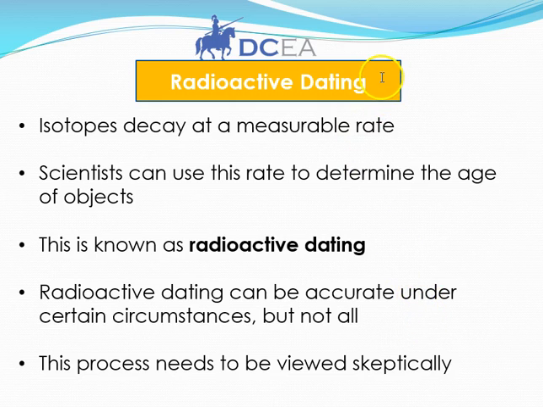So how do they do radioactive dating? Well, isotopes decay at a measurable rate, and they use this measurable rate to determine the age of objects. This is what is known as radioactive dating. Radioactive dating can be accurate under certain circumstances, but not all circumstances. Consequently, the process needs to be viewed with a skeptical eye.